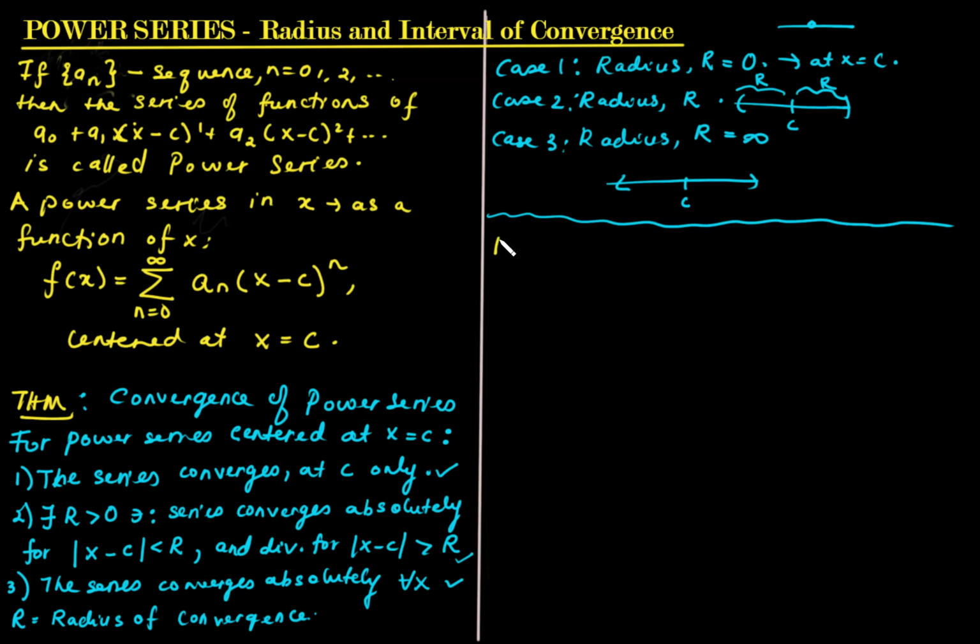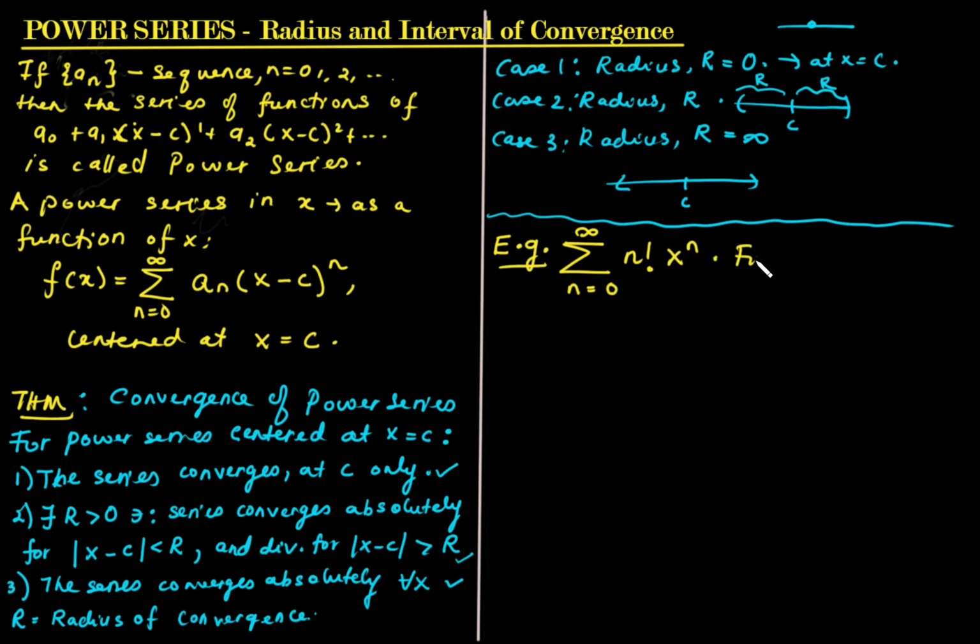So let's see an example. Suppose you want to find the radius of convergence for this series: the summation of n factorial times x to the power of n, as n goes from 0 to infinity.